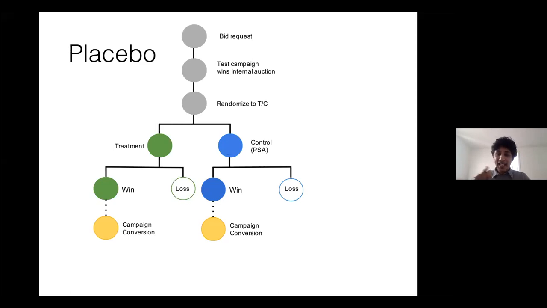So we take again the number of converters signified by the second yellow spot divided by the number of people who saw the Save the Turtles ad. And now we have a conversion ratio for the baseline. And we divide the two, minus one, and that's our lift value essentially, right? So that's kind of the placebo case.